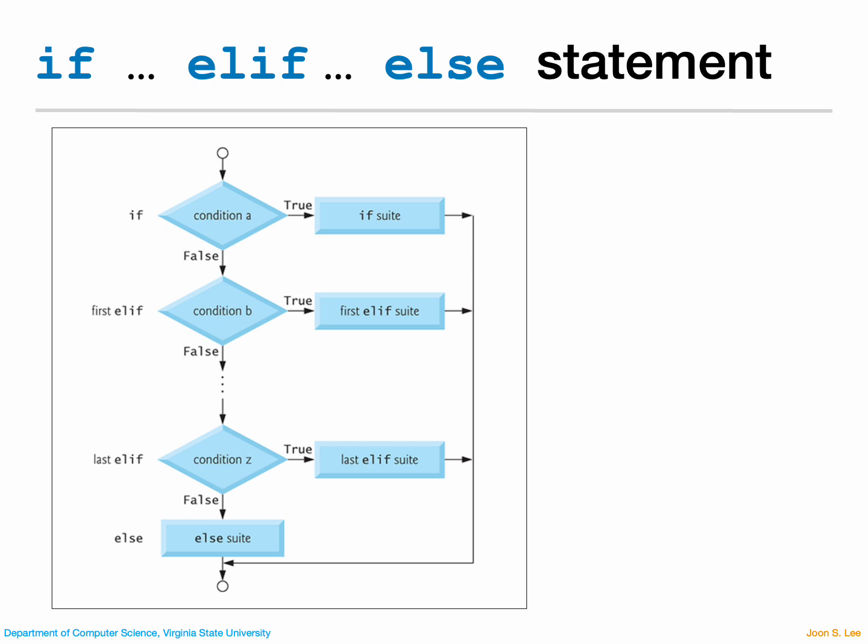Eventually, if none of the conditions are true, the program reaches the else block at the bottom and runs that as the default case. The key idea is that the program follows this chain step by step, but only one block ever runs, the first one with a true condition. Once a match is found, the rest are ignored.